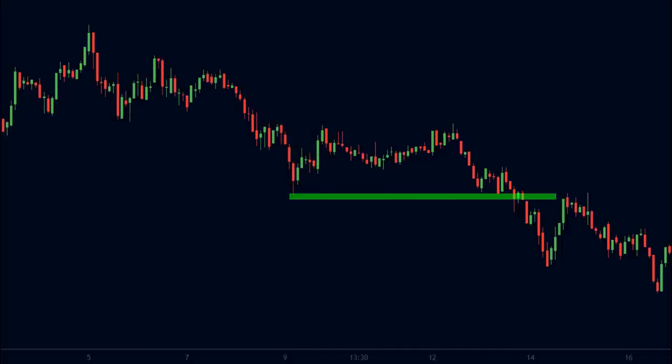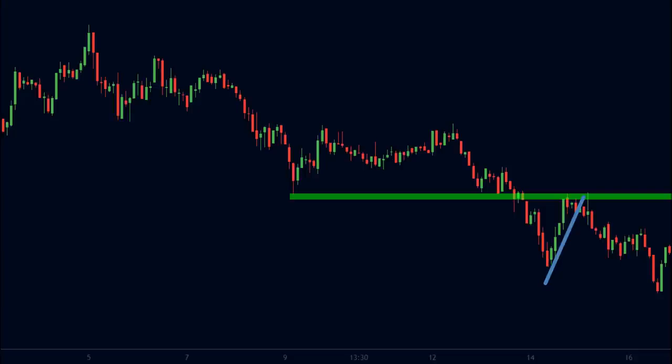Now, we mark this level of support here. We expect the price to break below the support level and keep the downtrend intact. As expected, the price breaks below the support level here. Now, we want the price to make a pullback to this level. Here, the price makes a strong pullback right at the resistance level.